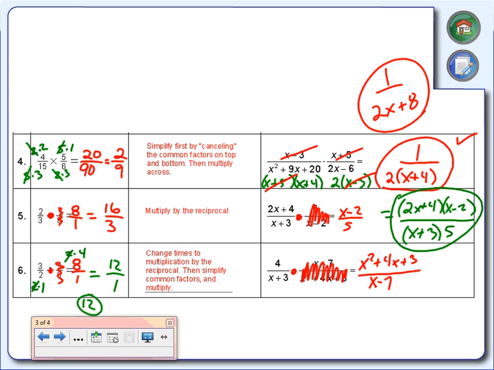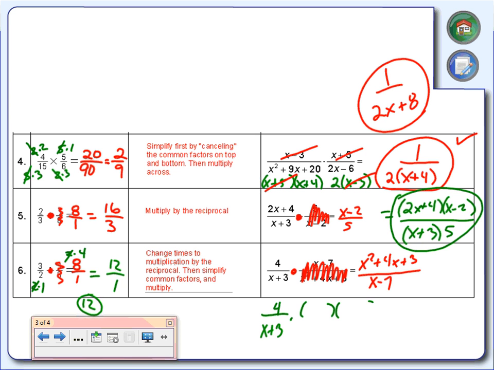Before I multiply straight across, I'm going to factor first. That way if there's anything I can cancel out, I can go ahead and do that. Alright, so for the 4, I'm going to go ahead and leave it at 4 for right now. X plus 3, I can't factor that, so I'll leave it as x plus 3. But I definitely can see that I can factor x squared plus 4x plus 3. So that's what I'm going to work on next.